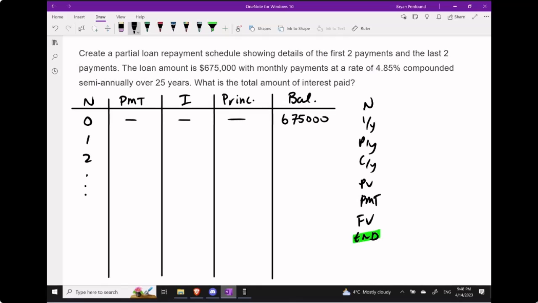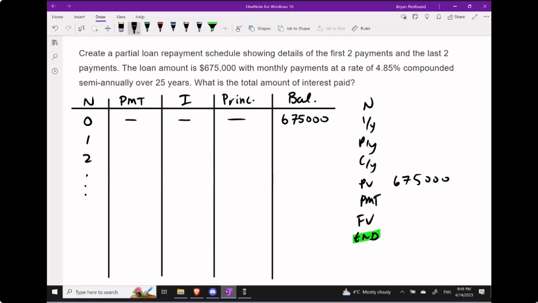What I'm going to do is start setting up our repayment schedule here with row 0, just showing our principal balance of $675,000. In order to get into the first two payments, we actually need to know what the payment size is. So let's go and use the calculator. Let's assume we're in N mode here and try to determine the equal sized payment.